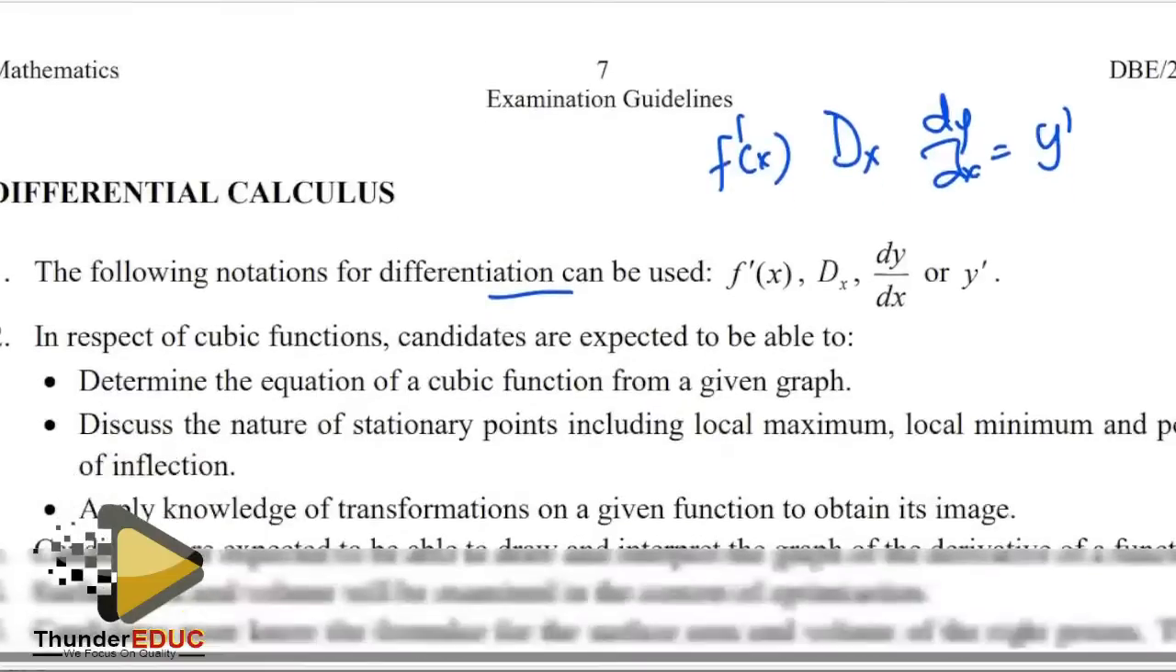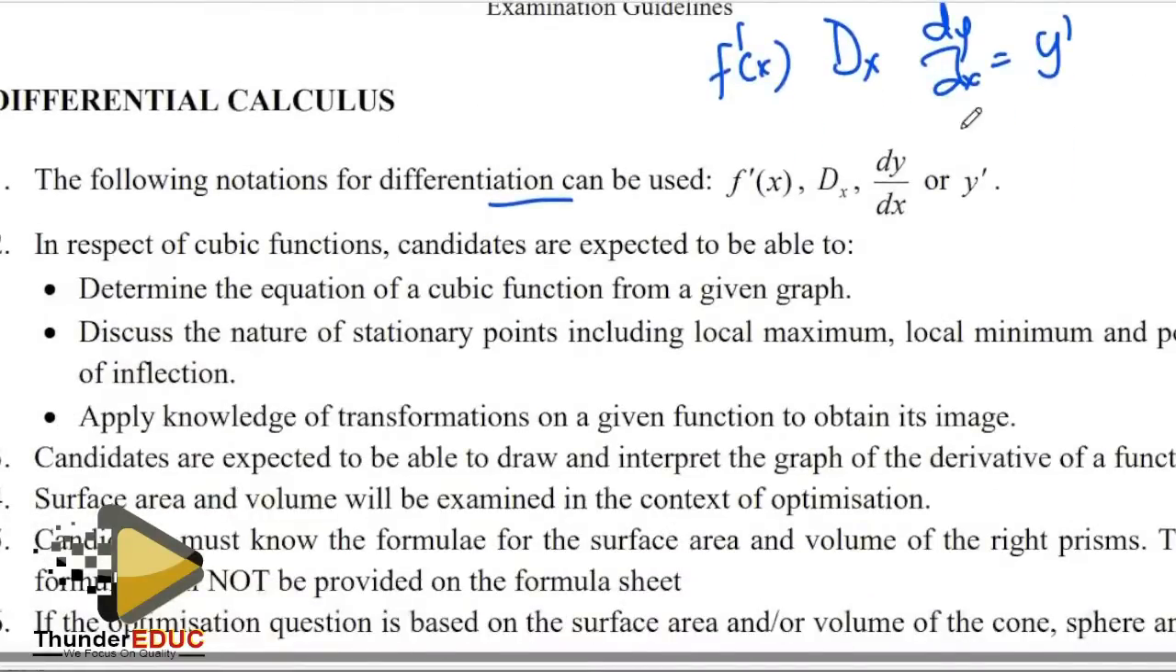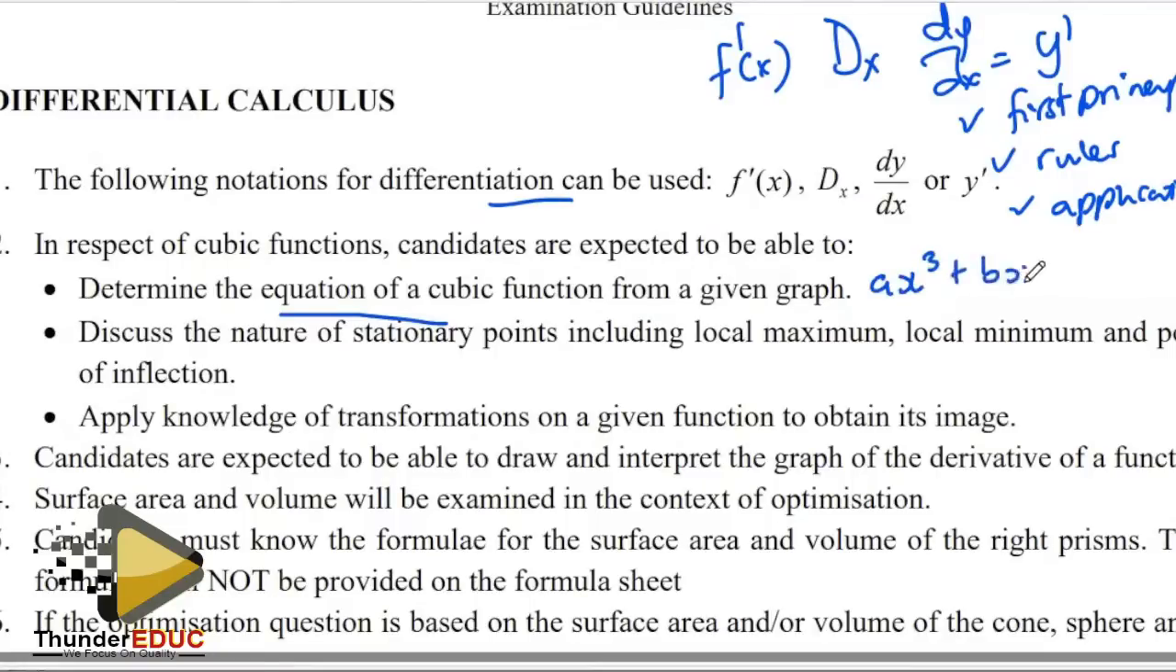It's the same thing. We need to know how to work out the first principles. Okay, how do we factorize from first principles? And then how do we apply the rules, the differentiation rules, and then the applications. Okay, here they are telling us that in respect of cubic functions, candidates are expected to determine the equation of the function. Remember that is ax cubed plus maybe bx squared plus cx plus d, where d represents the y-intercept. And then we can use either the long division or the synthetic approach in doing this.